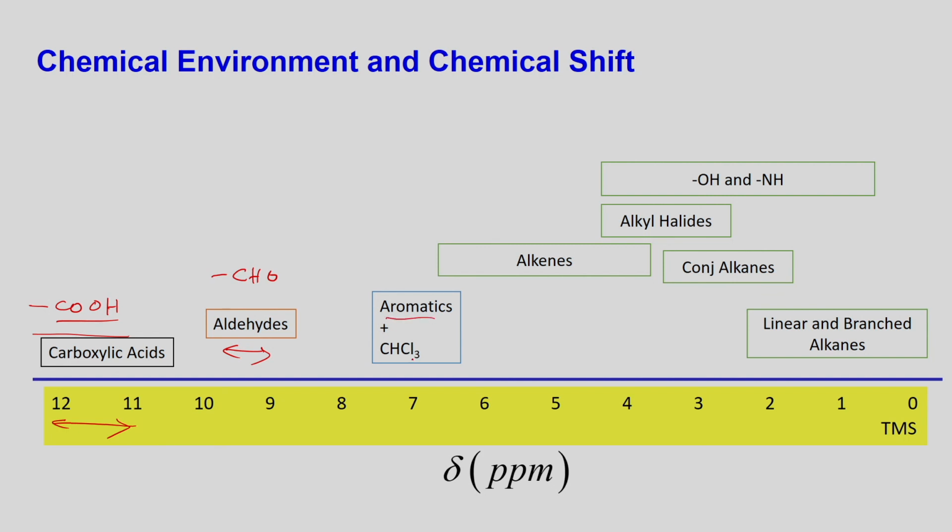Then aromatics and chloroform are somewhere around 7.2, alkenes depend upon the length of the carbon chain, lying between 4 to 5.5, something like that. Then alkyl halides, because of the electronegative atom, are somewhere here, then conjugated alkanes such as the isoalkanes somewhere here. Then OH, NH, as I told you, are very labile, so they can be either here or here depending upon various factors, whether they are concentrated, etc. And then the linear and branched alkanes, these are the most shielded ones, and they will lie somewhere in this region, just close to the 0 chemical shift.